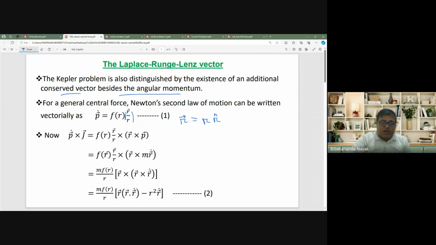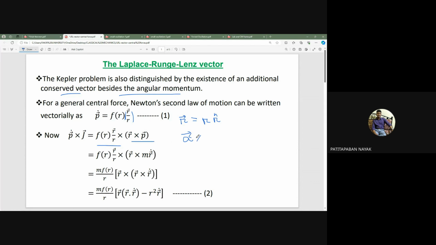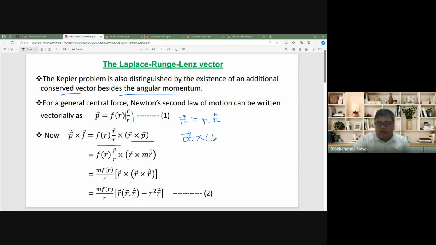Okay, so now P dot cross J. In place of P dot you write F(r) by r times r vector, cross J, the angular momentum, r cross P. Now take this cross product. There are three vectors in the cross product. F(r) by r is a scalar quantity, or vector are r, mv. So there is a formula, A cross B cross C, the back-cab rule: B(A dot C) minus C(A dot B).